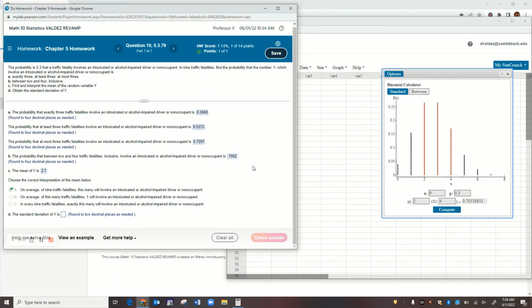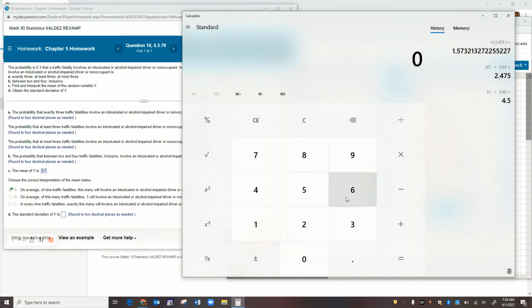And then last, we have to find the standard deviation. So remember, standard deviation is N times P times Q, and then you take the square root of all of that. So Q is 1 minus P. Q is going to be 0.7. And you can just do this in your calculator if you want. I'm not going to write it out. It's a pretty basic computation.